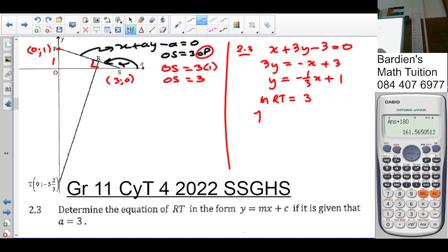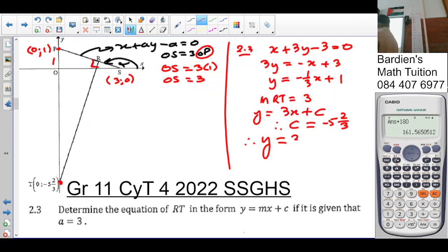So then y is equal to 3x plus c. Now again to calculate c, I need a point on RT, which is T. So since you have T, we know therefore your c value is negative 5 and 2/3. Therefore your equation is y is equal to 3x minus 5 and 2/3.